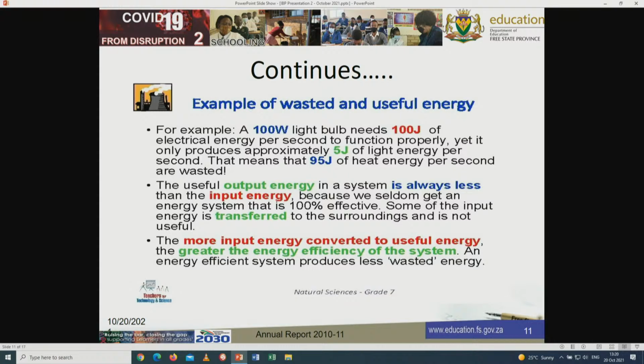The more input energy converted to useful energy, the greater the energy efficiency of the system. If that system can be able to use the higher amount of energy, then we know that that system is good because it saves energy. And if an energy efficient system produces less wasted energy, that's true.